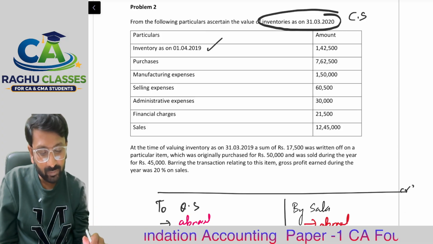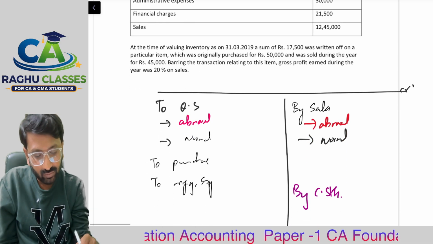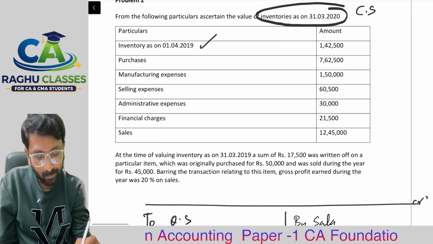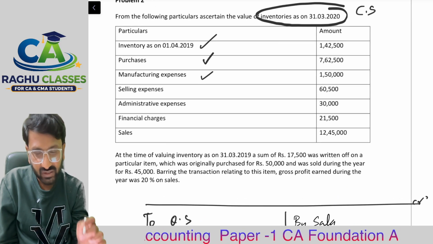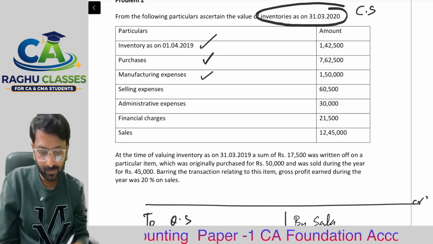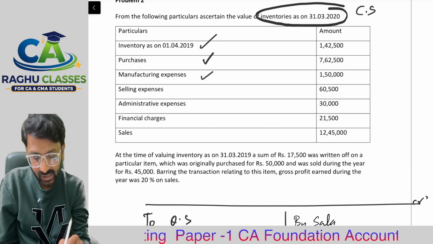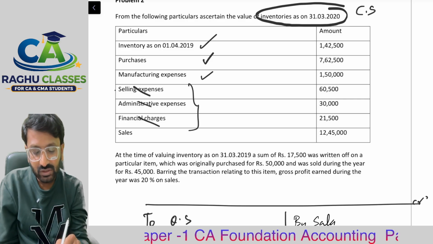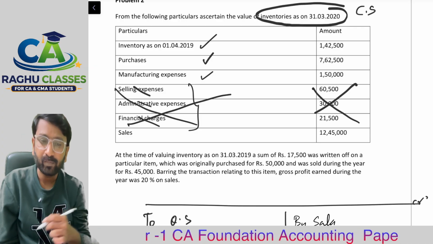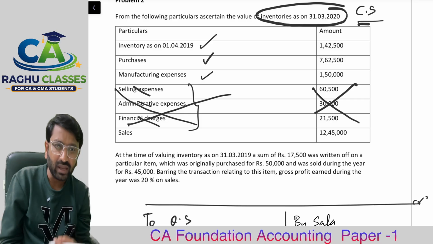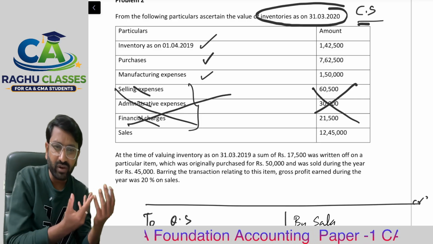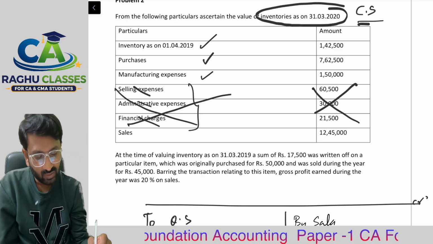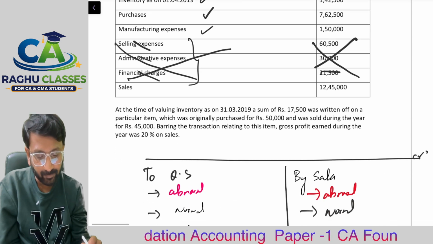Inventory on 1st of April, opening stock, is given to me: 1,42,500. Purchase is given. Manufacturing expense is given, a direct expense. Selling expense I'll ignore. Administrative expense, financial charges, all these are indirect expenses, P&L items, I'm going to ignore. Because if I have to do closing stock calculation, I'll just prepare the trading account and find it as a balancing figure. Sales is given to me as 12,45,000.